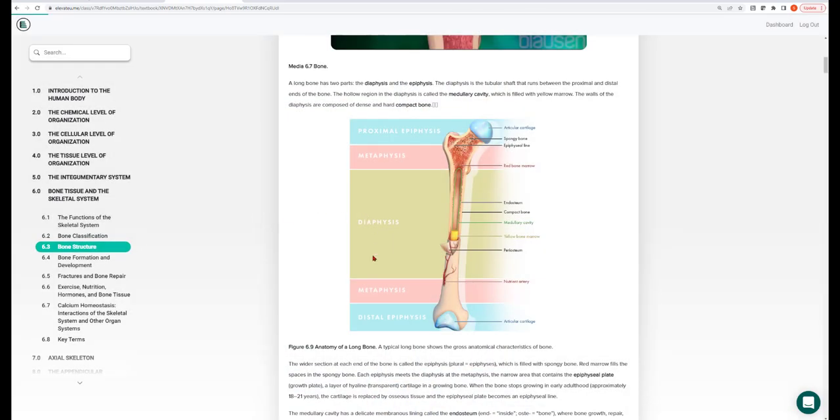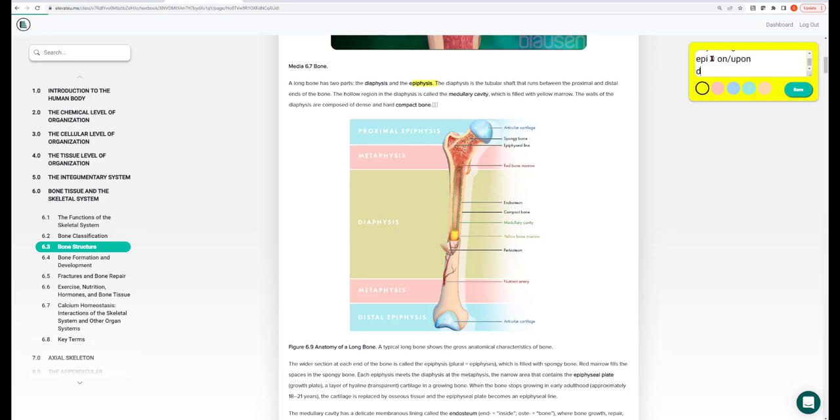Physis is a root word that means growth. Okay, growth. So I'm just going to write that word here, epiphysis, right? Physis means growth. And we know that epi, like the epidermis, means on or upon.